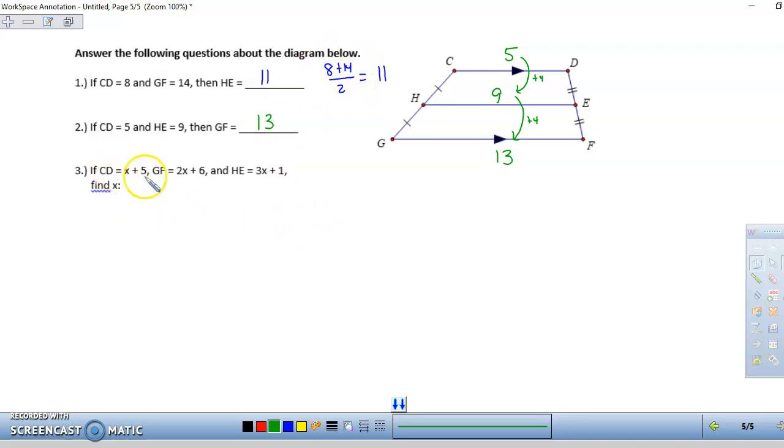Okay, lastly, CD is x plus 5. GF, the other base, is 2x plus 6. I divide by 2 to average those, and that should be equal to 3x plus 1. So you multiply the other side here by 2, make sure you distribute, and then you should end up with x equals 3. But we can go over that one as well if you need to in class.